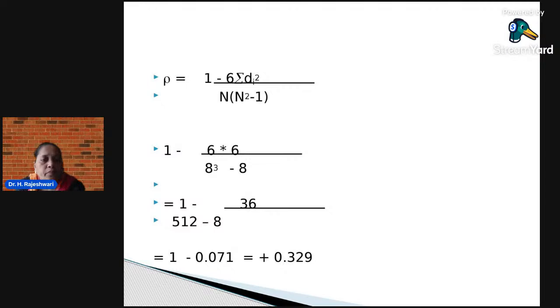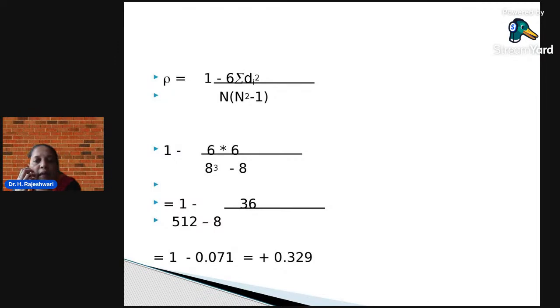Okay, is it clear? Now tell me whether price of coffee and price of tea is positively correlated or negatively correlated. Yes, positive. Positive because you are getting a plus value here. So we say they are positively correlated.